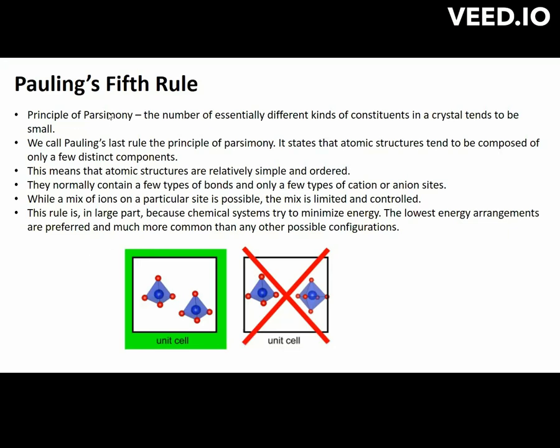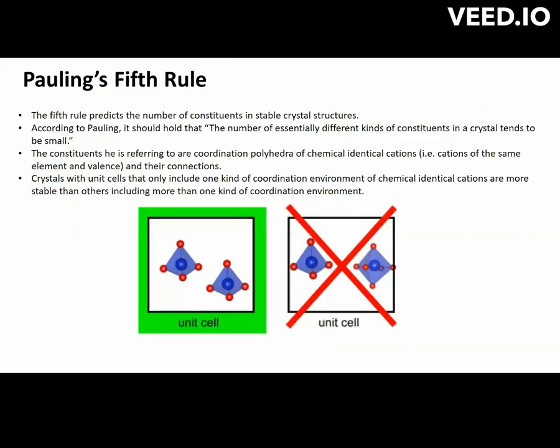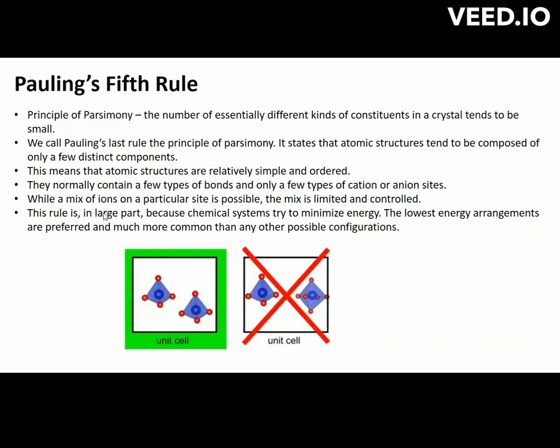Okay. So this principle of parsimony states that the number of essentially different kinds of constituents in a crystal tends to be small. Remember, why do the constituents in a crystal tend to be small? Remember, we are always about saving the energy. In chemistry, our goal is about minimizing the energy. So this rule is in large part because chemical systems try to minimize the energy.